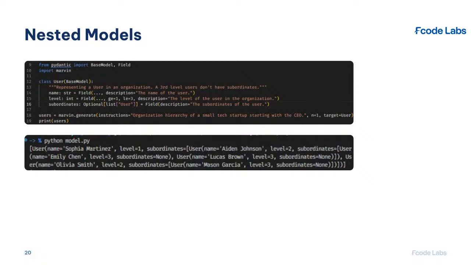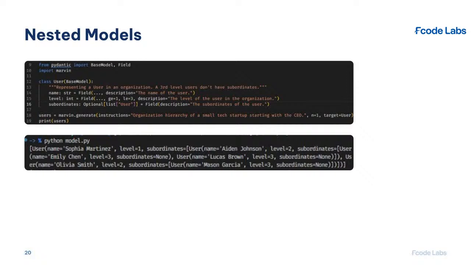Another example of Marvin generate with nested models. Here I have represented a member in an organization, and all members have subordinates, and third level users don't have any subordinates. In the level field, I have written this constraint that level must be greater than or equal to 1, but should be less than or equal to 3. And all the subordinates are also user fields. So it's a nested looping kind of data structure.